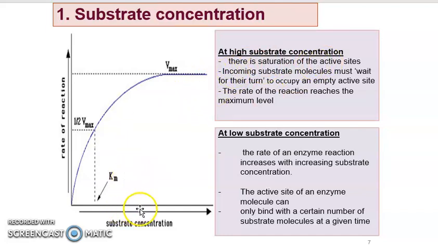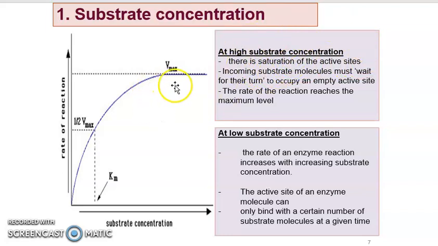Maksudnya walaupun substrate concentration ni adalah tinggi, tapi disebabkan oleh berlakunya saturation of the active site. Saturation of active site ni maksudnya active site of enzyme tak cukup untuk bind kepada lebihan substrate yang ada. So what happens? Incoming substrate molecules must wait for their turn to occupy an empty active site. Maksudnya substrate yang sedia ada tu, dia perlu menunggu supaya dia boleh bind kepada active site of enzyme disebabkan oleh substrate concentration yang tinggi. So ini kita maksudkan sebagai active site of enzyme are saturated.